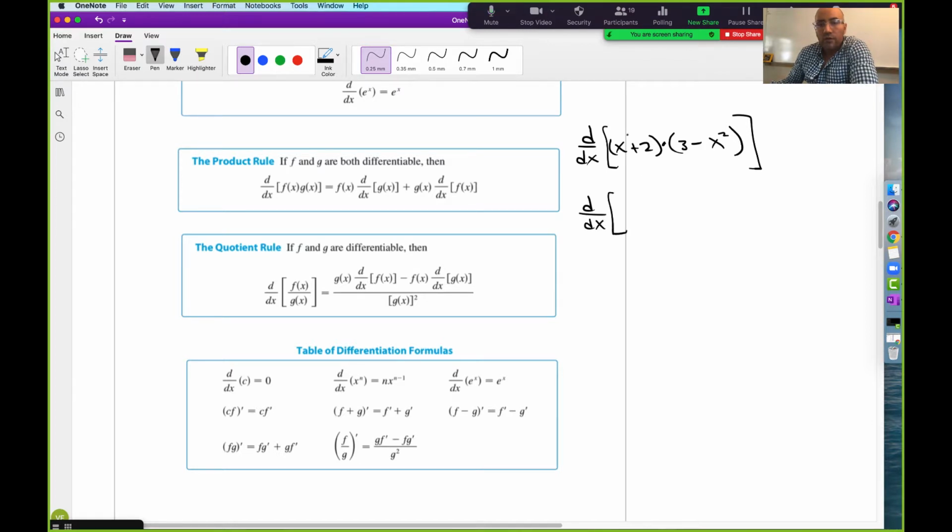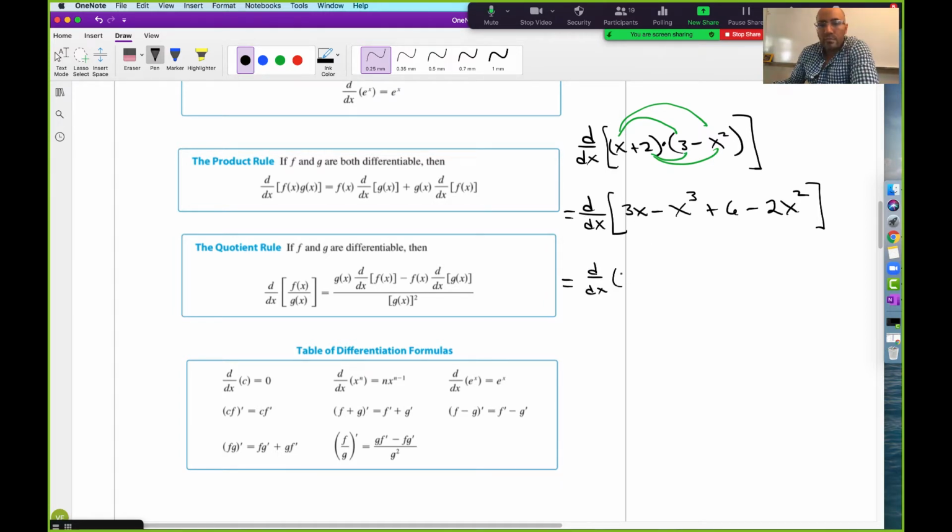So let's do it that way first, just to see the comparison of the two. One thing we could do is FOIL this, multiply this times this, this times that, and we end up with 3x - x³ + 6 - 2x². Right? This times this gives you 3x - x³ + 6 - 2x². Good. That equals that.